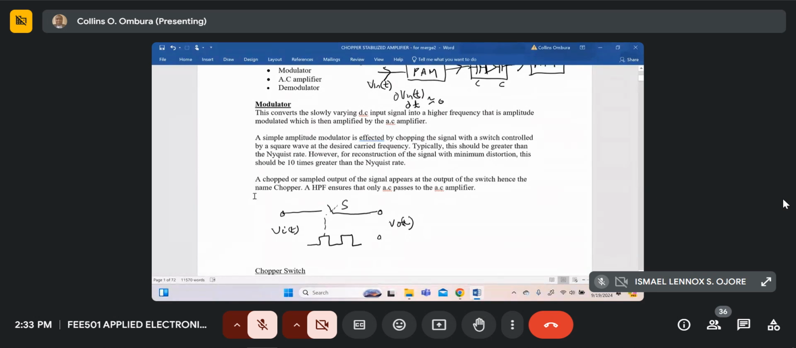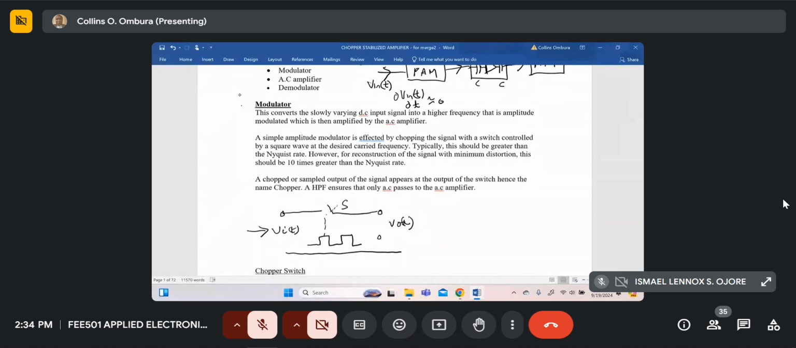So in this last paragraph, the chopped or sampled output signal appears at the output of the switch, hence the name chopper. So down here, I've drawn a simple diagram of a chopper, or the modulator of the chopper. So this is your switch. Sometimes you call it the chopper switch. This is your input side, and this is your output side.